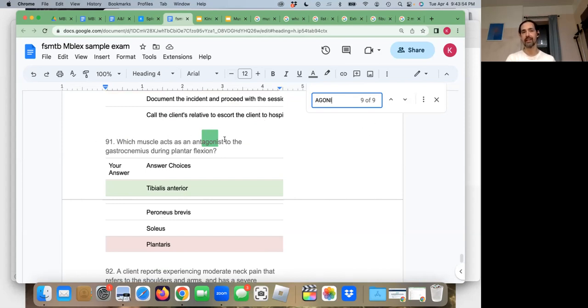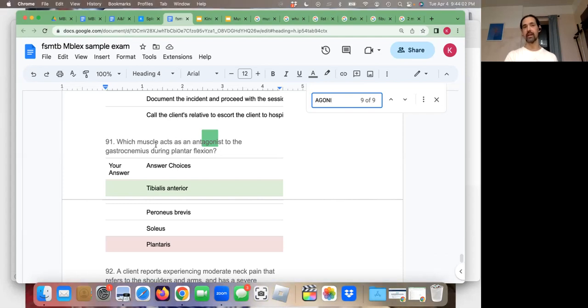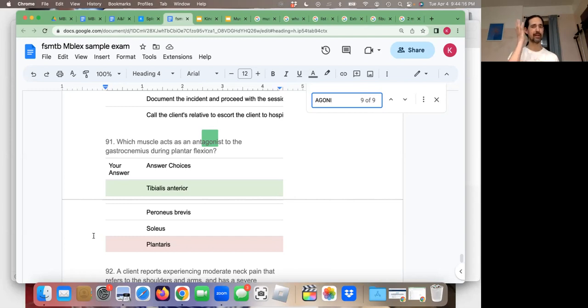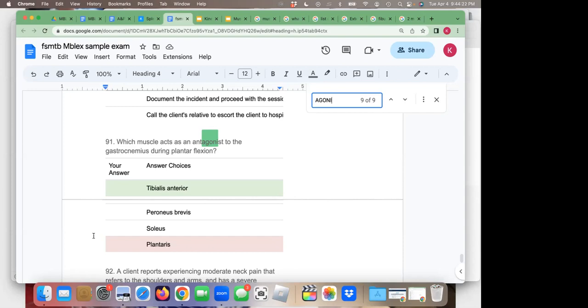Which muscle acts as an antagonist to the gastrocnemius during plantar flexion? During plantar flexion, which muscle acts as the antagonist to the gastrocnemius? Is that the tibialis anterior, the peroneus brevis, the soleus, or the plantaris? The soleus? Which muscle, in your mind's eye, opposes the gastroc? Is it tibialis anterior? Tibialis anterior, that's right.